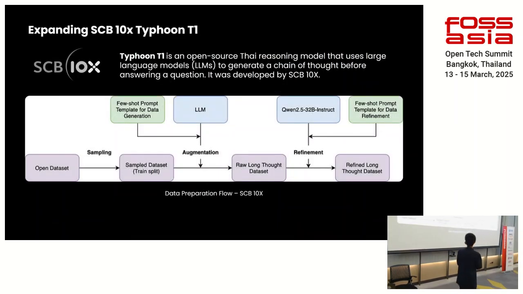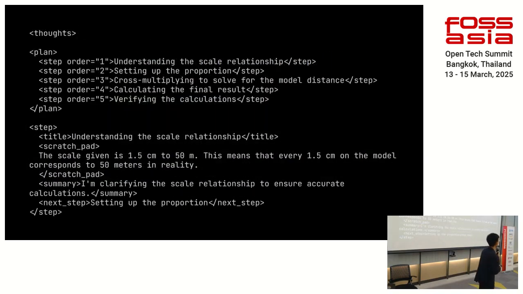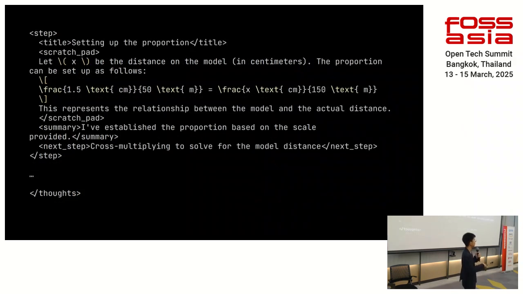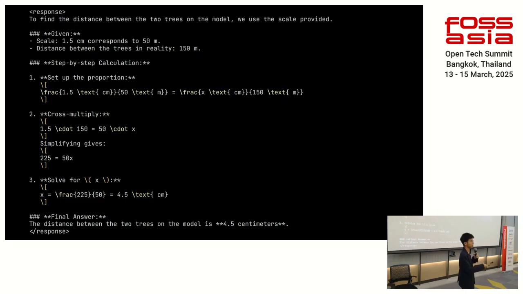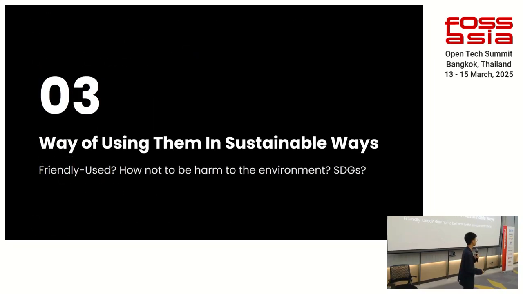Actually, they take an open dataset, sample it, and make augmentations with the template that they give. So I will show you the template of it. It will start with thoughts first. The thoughts will show the plan first, like step 1, 2, 3, 4, 5, and then we give you many steps. It will stop the thinking process, and the whole process will be generated together to give you a final answer.